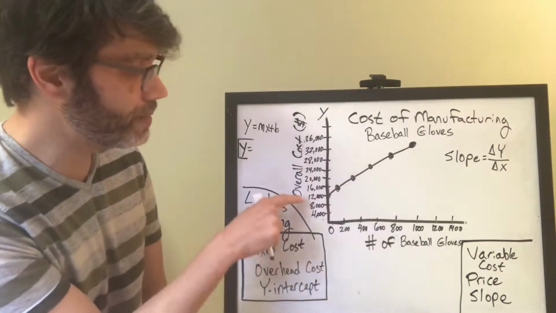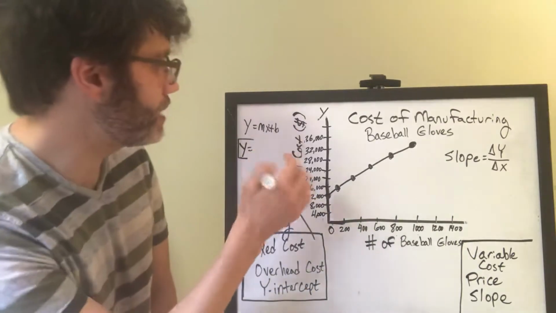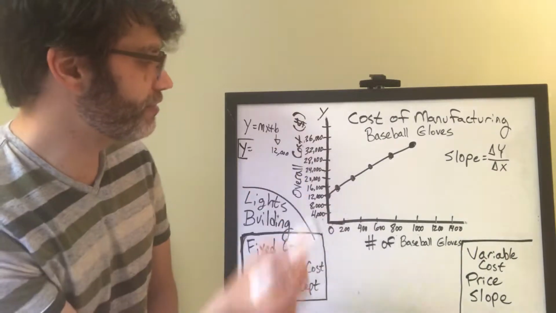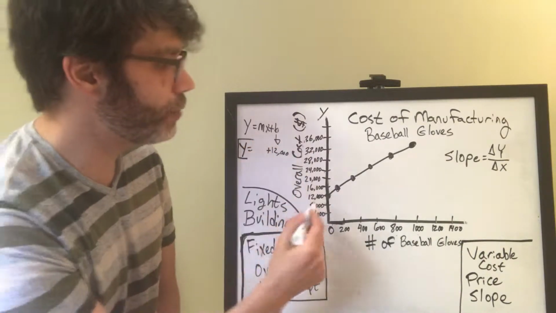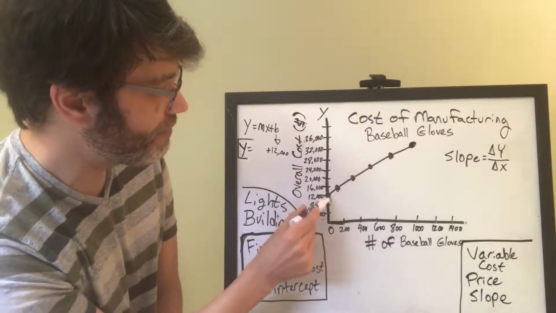In this case, what is it? The graph goes through right here at 12,000. So that means our b in this case is $12,000, all right? That's our fixed cost. Now we need to figure out what our slope is, all right? So let's see, it goes up by $4,000.